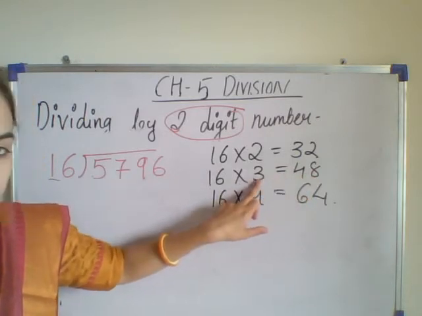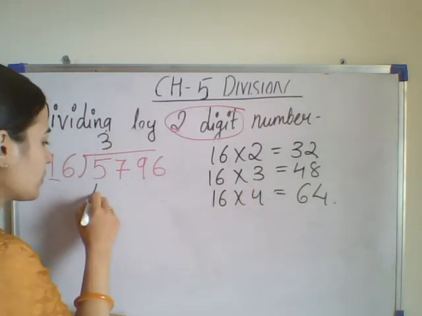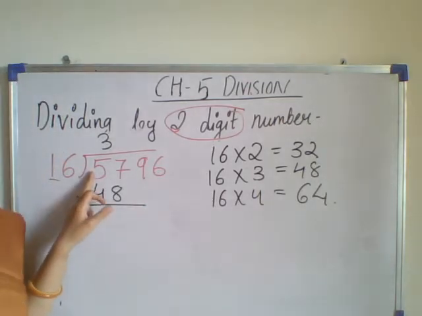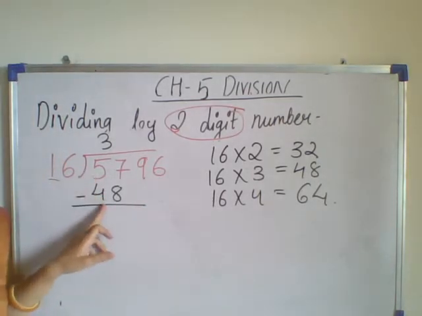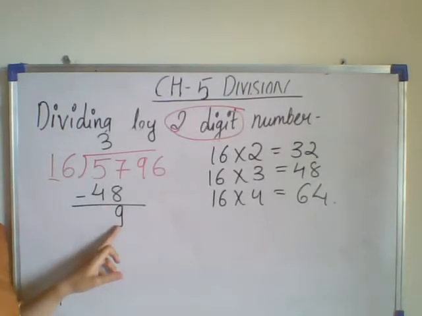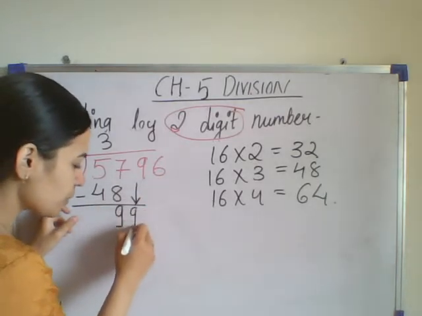So it goes 3 times. So the quotient here I'll be writing 3, and down I'll be writing 48. I will be subtracting 48 from 57. So I'll be getting 9. As 9 is smaller than 16, I will be carrying the next digit down.